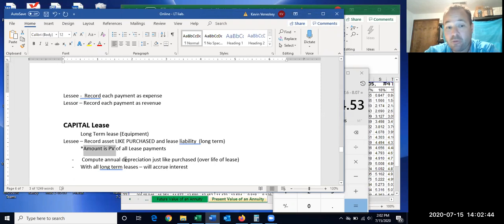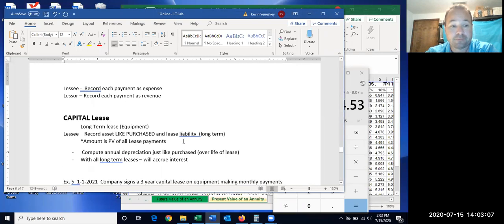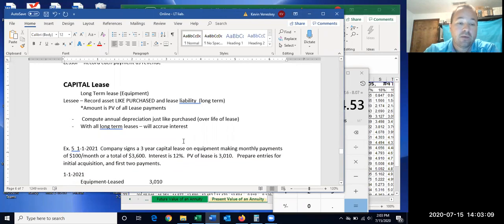And then just like when you buy a machine, you're going to depreciate it just like it's yours. And you're going to expense out the cost of that equipment instead of expensing out the payments that you make, because you're not going to call it a rent expense, you're going to actually be owning it. You're going to show that it's an expense by actually using it and depreciating it, just like you would have bought it.